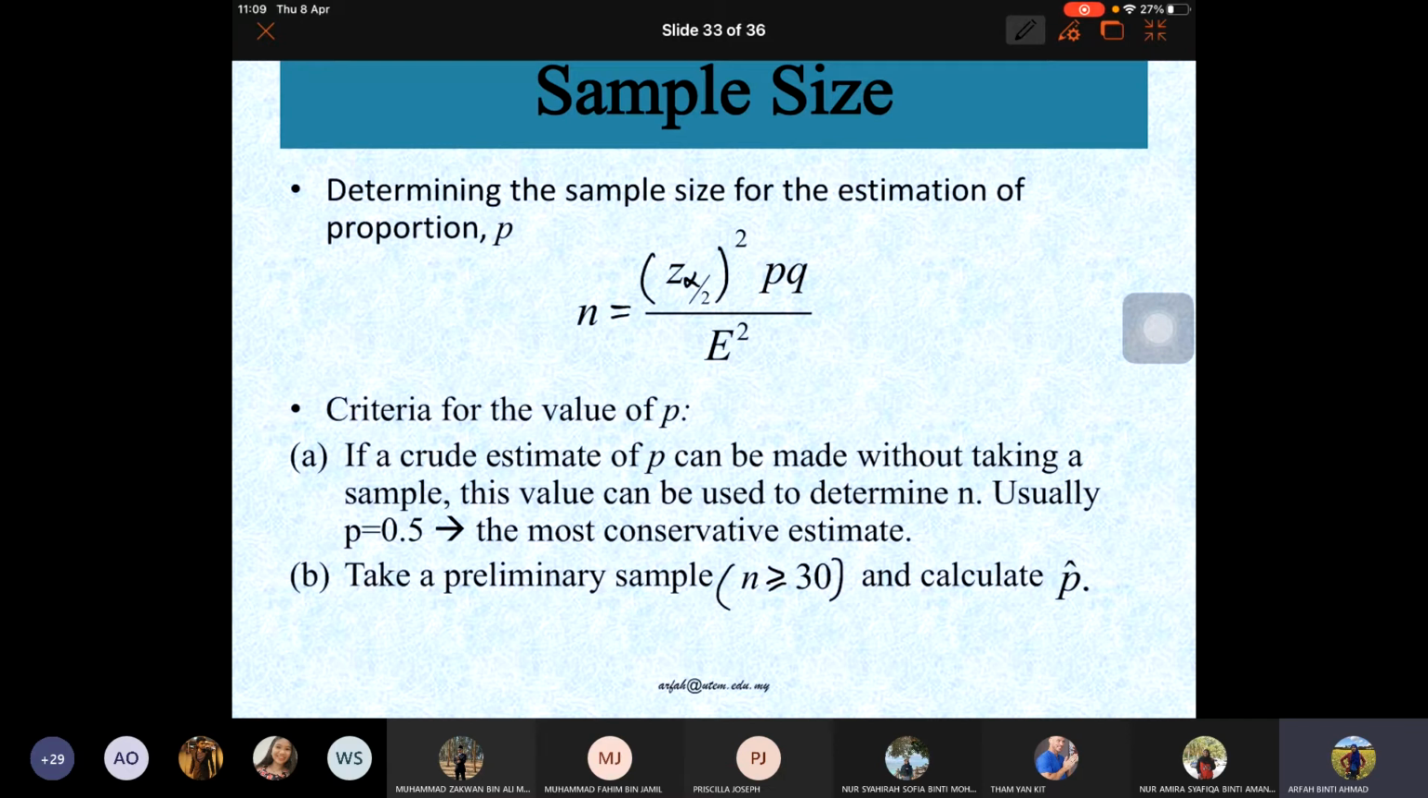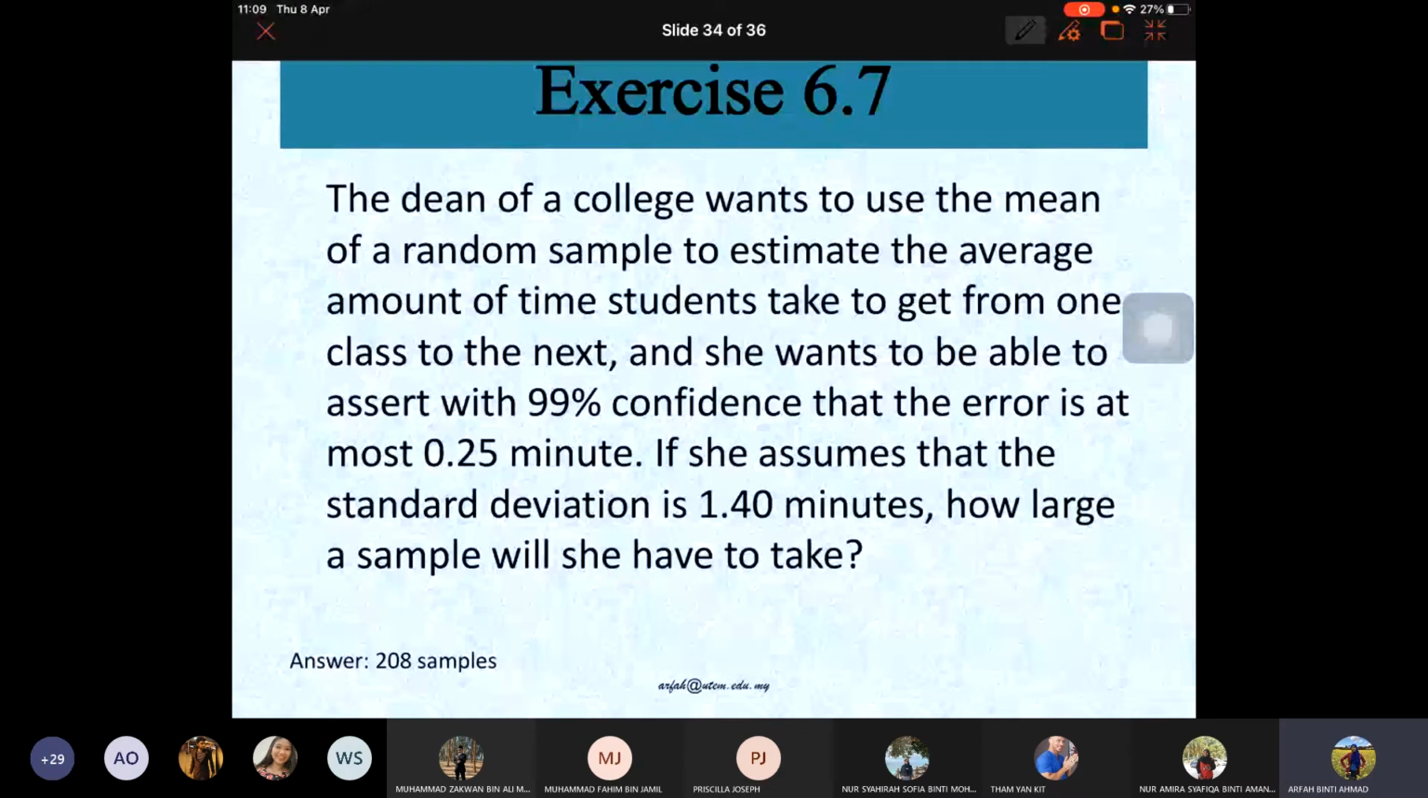Okay, dapat. So kita take a look at the last two example, the last two exercise. Lepas tu kita akan continue dengan chapter 3 underscore 2. Okay, chapter 3 yang kedua, the hypothesis testing.